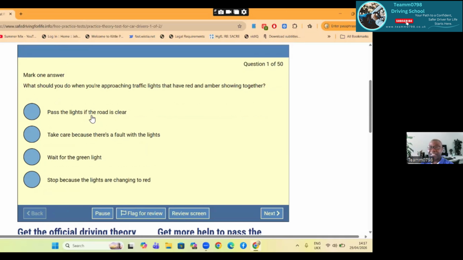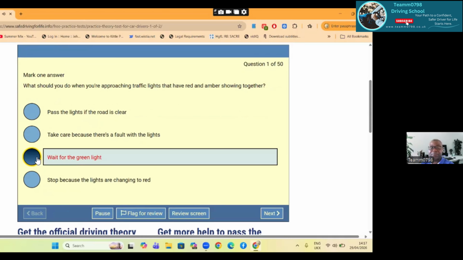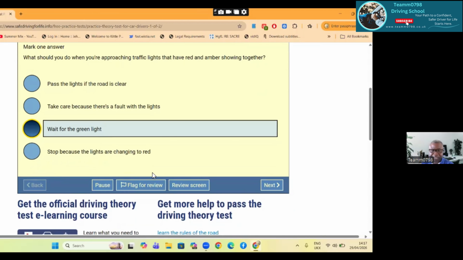Pass the light if the road is clear. Normally, when you're driving on a normal day, that's fine. But for the purpose of a theory question, you have to wait for the green light, not just drive past. When you're on your driving test or everyday driving, when the red and the amber are together, you pass when it's clear, but you take your time. Okay, good. Let's go for the next one.